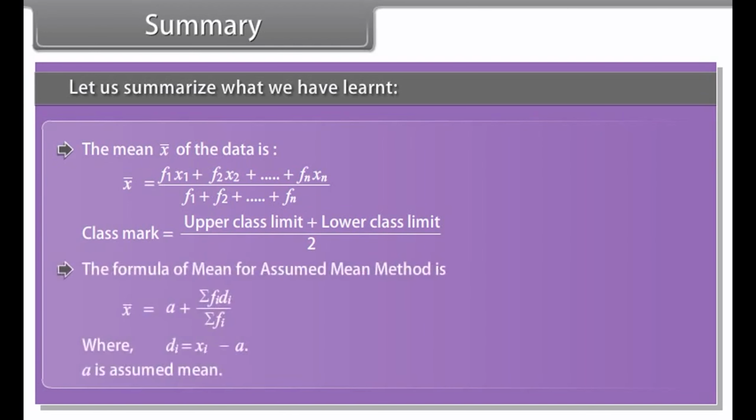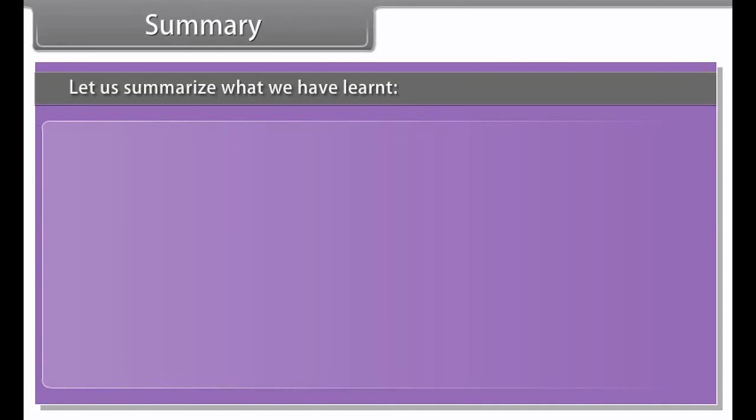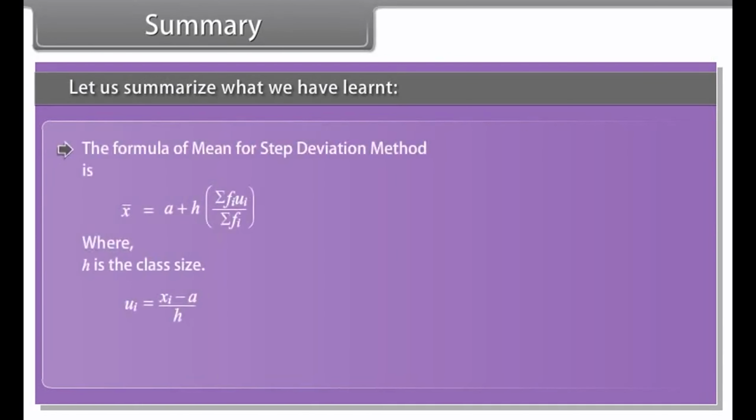The formula of mean for assumed mean method is assumed mean plus summation of the product of fi and di divided by summation of fi, where di is equal to xi minus a. a is assumed mean. The formula of mean for step deviation method is assumed mean plus h multiplied by summation of the product of fi and ui divided by summation of fi, where h is the class size. ui equals xi minus a divided by h.